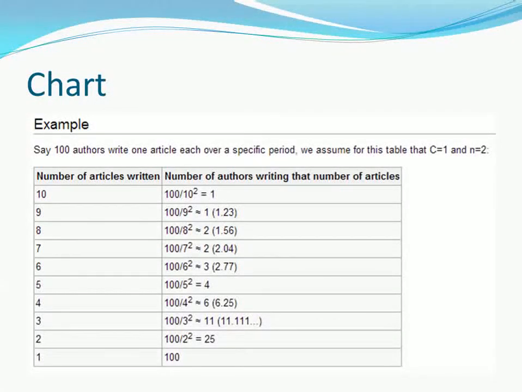Here's a chart that further describes Lotka's law. In our chart example, we say that 100 authors write 1 article each over a specific period. So in the left column, we have number of articles written, and the right, number of authors writing that number of articles. So using the same formula, we have number of articles written being 10. The formula used would be 100 over 10 squared, which is 1. So we have 1 author writing 10 articles. And the list goes on.